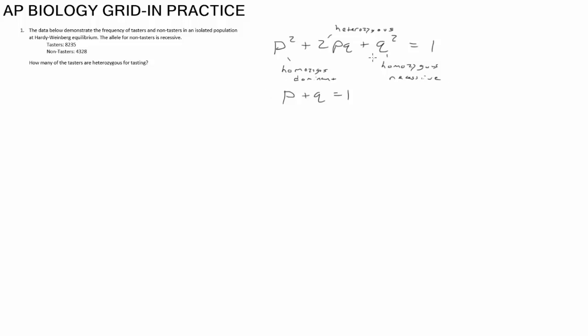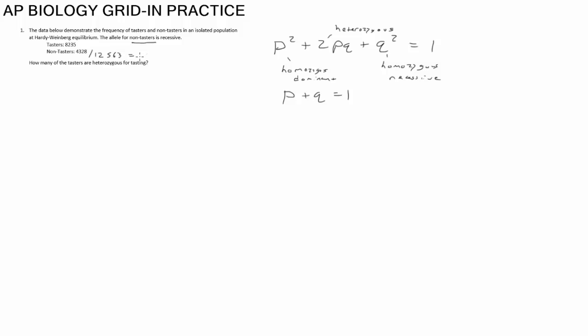To begin this problem, we're going to be looking at q squared because we know something about the homozygous recessive individuals. We know that they are non-tasters. So let's take a look at the population here. We have 8,235 tasters, 4,328 non-tasters. That adds up to a total of 12,563 individuals. And therefore, to get the fraction of the population that is a non-taster, we'd look at 4,328 divided by the total population, which is 12,563.